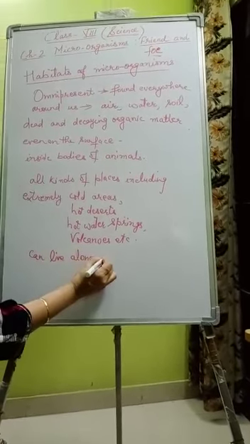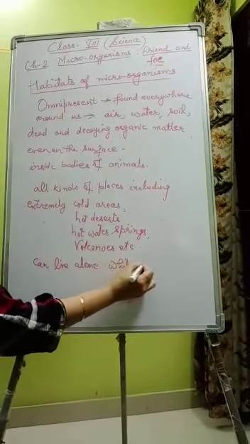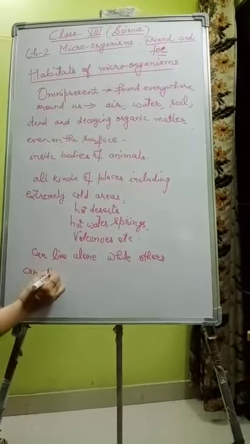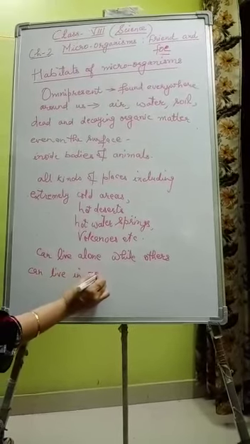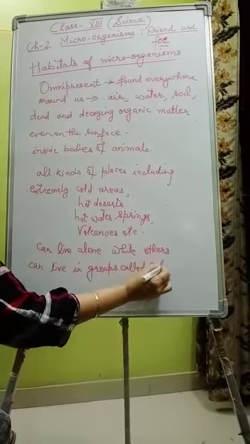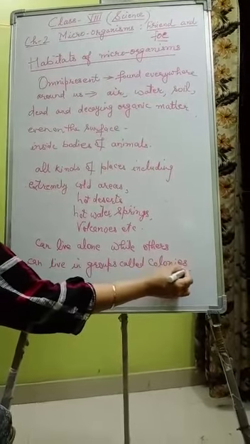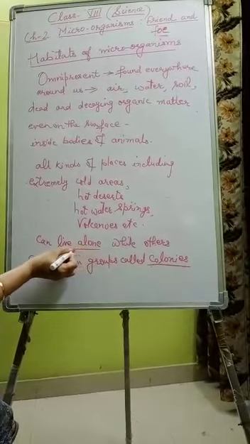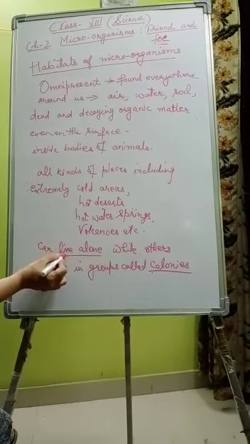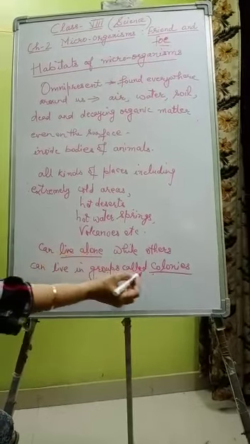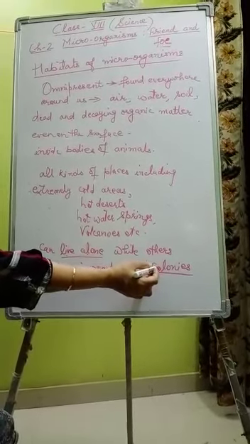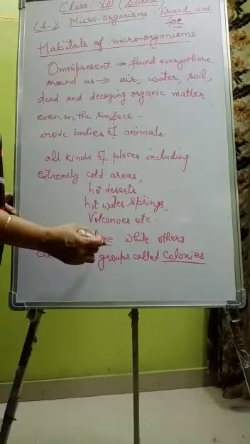Some microorganisms can live alone, while others can live in groups called colonies. It means they can live alone or they can live in colonies. For example, amoeba can live alone, and bacteria and fungi live in groups called colonies. Next topic we will discuss in the next class.